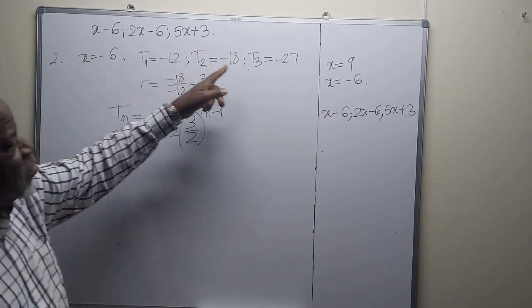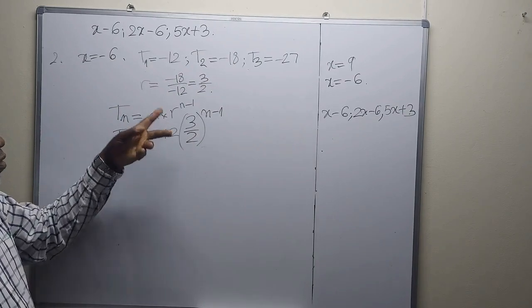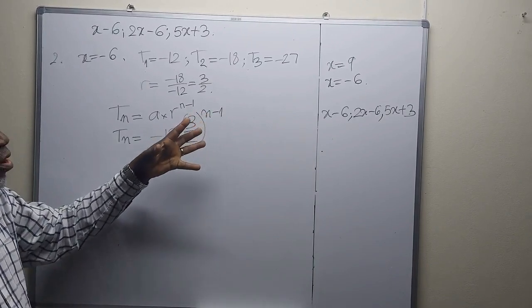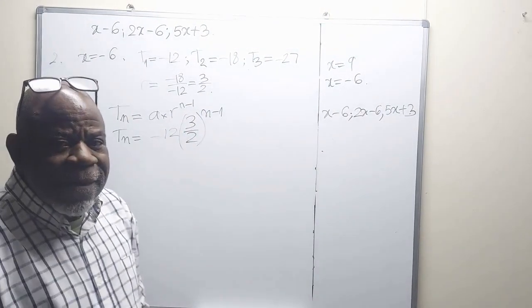Our first 3 terms are here, and our nth term is −12 times (3/2) to the power of n − 1. We will continue with question number 3 in the next session.